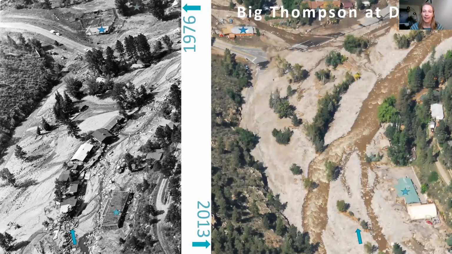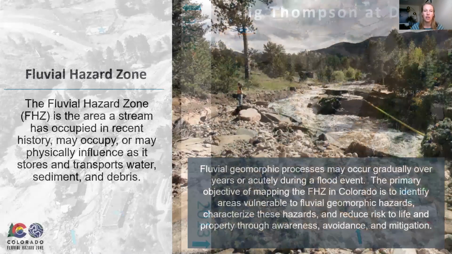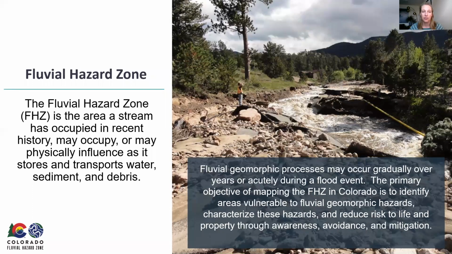So we're looking at this as well, it's true. We're looking at this because river response is predictable, and there's now a framework to understand how to put delineations on the ground that capture those types of responses. So what is the fluvial hazard zone? The fluvial hazard zone is the area a stream has occupied in recent history. So again, that past component may occupy the future component, or may physically influence as it stores sediment, water, and debris during a flood event.